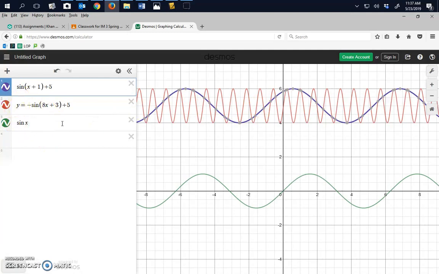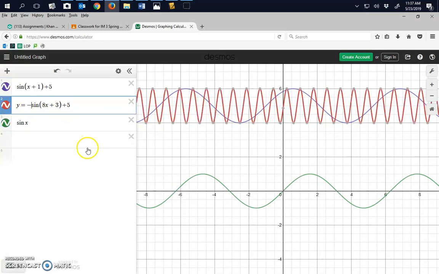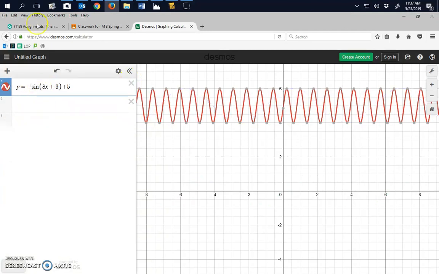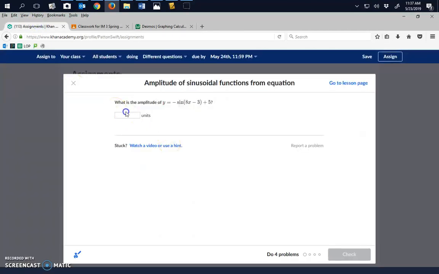When you're looking at graphs, the amplitude comes from the number that's right out here in front. And it's the absolute value of that. So we'll have no negative numbers, only positive numbers. So our amplitude for our first question is simply 1. Because our number out front is -1, and absolute value of that is 1.